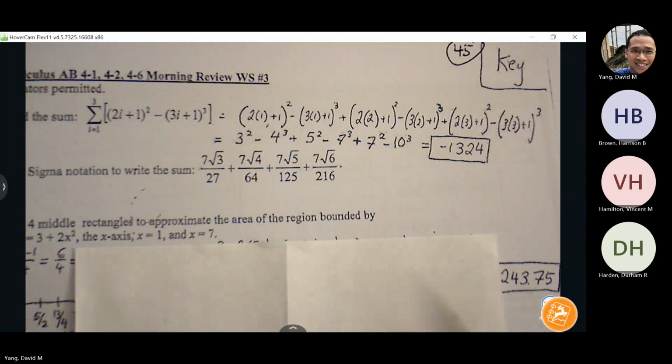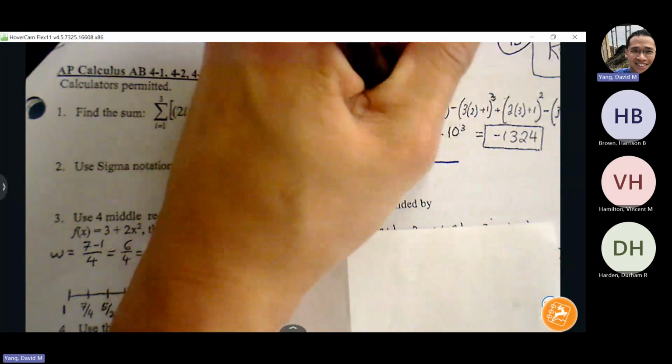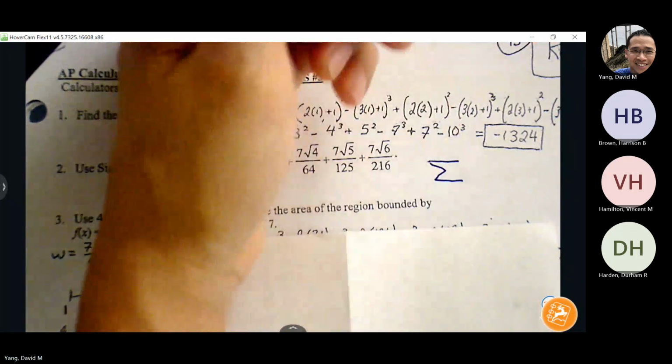Okay, number 2. Use sigma notation to write the sum. We start off by creating our summation notation.